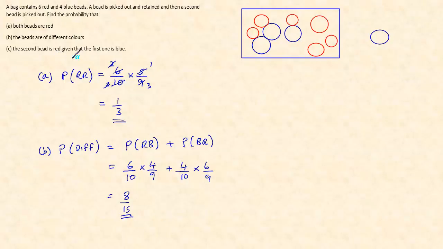The second bead is red, given that the first one is blue. So the second bead is red, call that red 2, given that, so when we have a conditional probability given that, it's this line here is the notation for that, the first one was blue. That's exactly the situation we looked at here in this part of the calculation. Exactly what we have in the diagram. We've taken out a first one as blue, and we're left with 6 out of 9, which cancels down to 2/3.